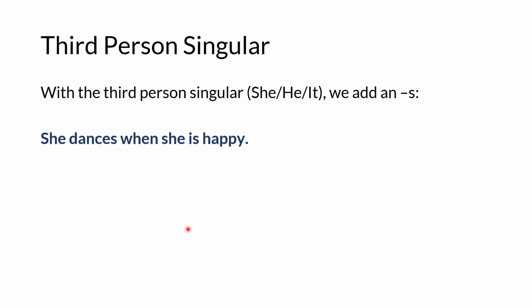With the third person singular, so she, he, it, we add an S on the end of the verb. So she dances instead of I dance. I dance becomes she dances when she is happy.